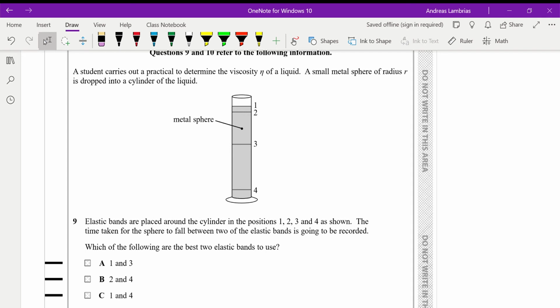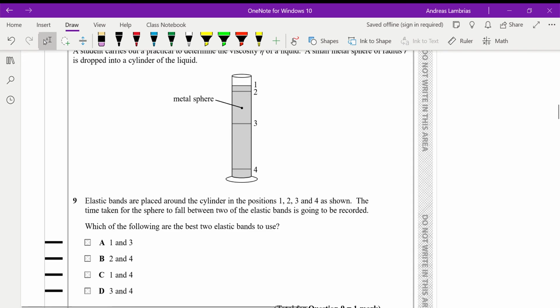So this is one of the core practicals of A-levels. The question is asking us to choose which of the following are the best two elastic bands to use to measure the time taken for the sphere to fall. Now, the answer on these would be 3 and 4, this and that. And the reason is because once we drop the sphere, at the first part, it would be accelerating.